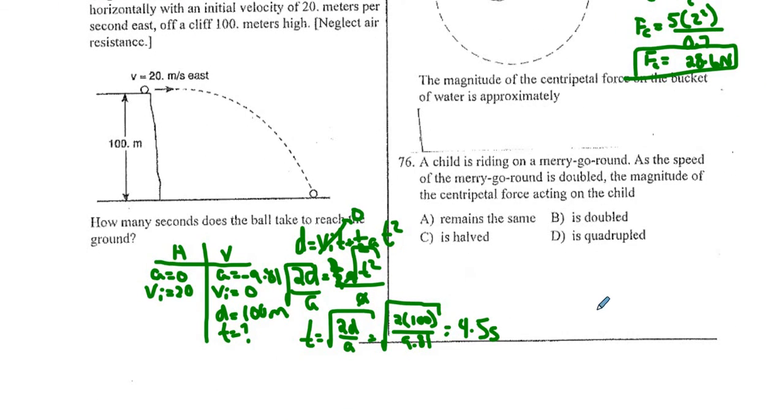All right, and finally, the last one. A child is riding on a merry-go-round. As the speed of the merry-go-round doubles, what happens to the magnitude of the centripetal force acting on the child? So, we're going to take a look at using the same equation, that centripetal force equals mv squared over r. So what I'm doing is I am doubling the velocity. So that's putting a 2 in front of the v. And since v is squared, I have to change this side of the equation not just by 2, but 2 squared, which of course is 4.